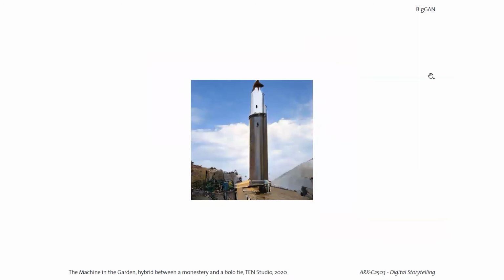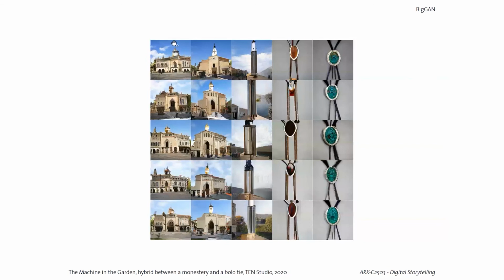This is another one, the hybrid between a monastery and a bolotai. So again, this is how you can set the network to give you the output, in order to be able to choose a little bit better. On the left, you have, again, completely AI generated images of a monastery. On the right, a bolotai, and in between you have a hybrid between these.